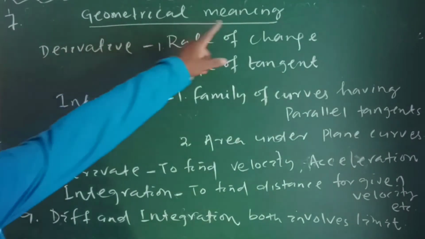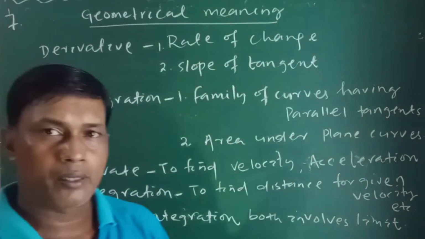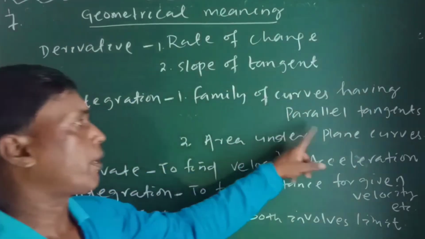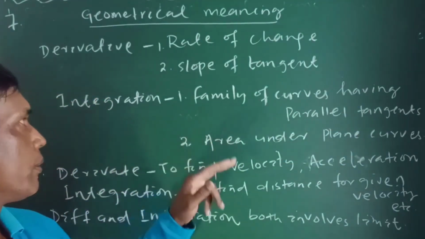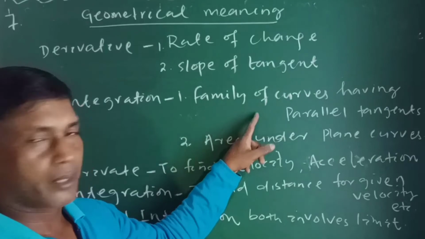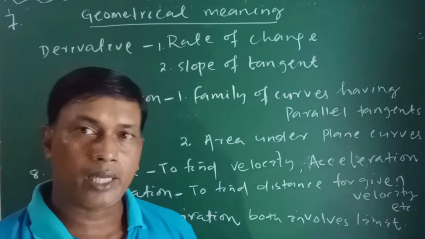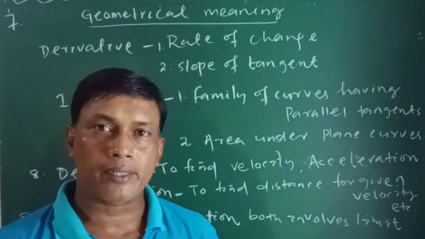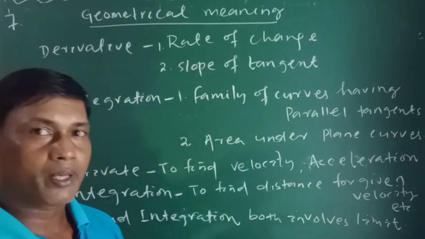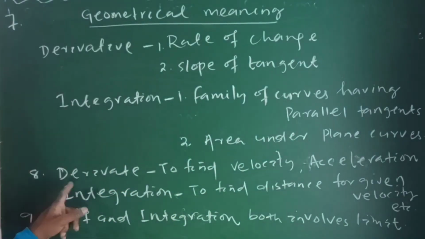The next property is the geometrical meaning. The geometrical meaning of a derivative is rate of change or slope of tangent, as we have already discussed in its definition. The geometrical meaning of integration is the formula for curves having parallel tangents, and it is also used to determine the area under plane curves. This family of curves is obtained in the case of indefinite integration. As we know, there are two types of integration: indefinite integration and definite integration. The geometrical meaning of indefinite integration is this, and the geometrical meaning of definite integration is to find the area under plane curves.